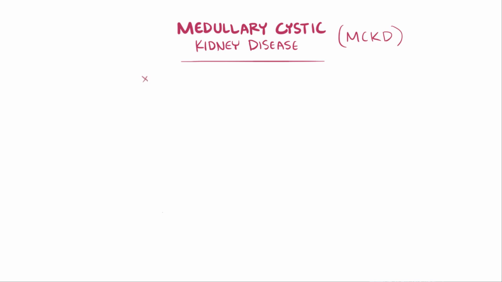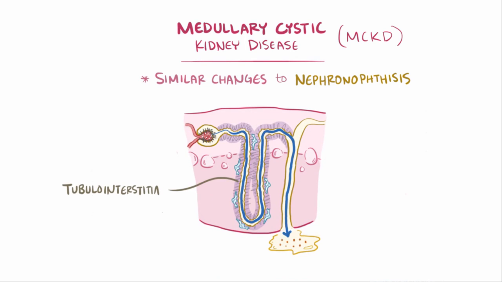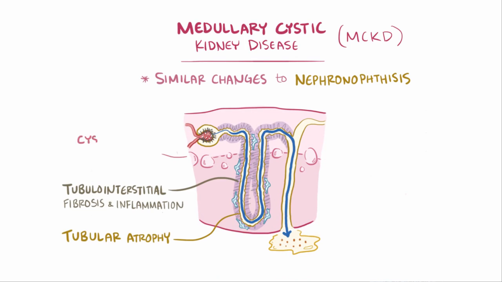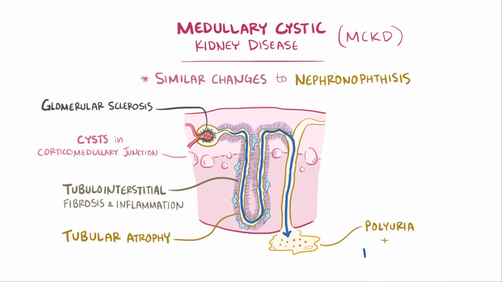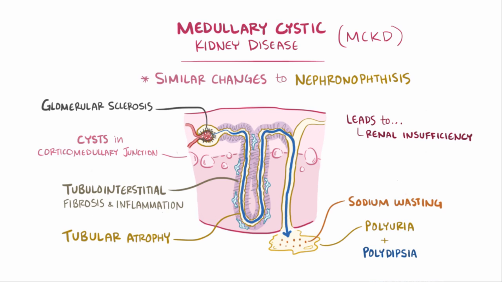On the flip side, medullary cystic kidney disease, or MCKD, has similar kidney changes as nephronophthisis, like tubulointerstitial fibrosis and inflammation, tubular atrophy, cysts in the medulla and corticomedullary junction, and eventually glomerular sclerosis. MCKD is also clinically similar, with progression to polyuria and polydipsia from poor urine concentration, as well as salt wasting and eventually renal insufficiency and renal failure.